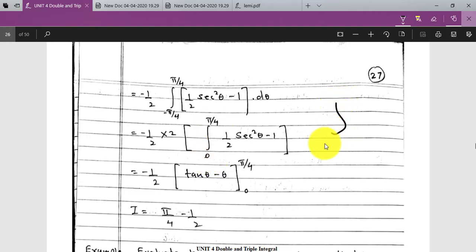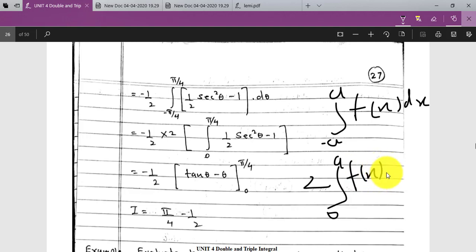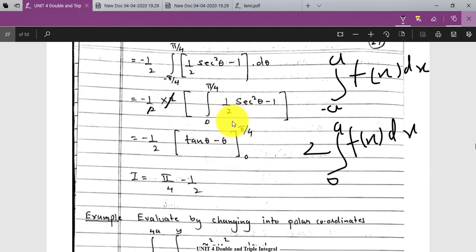Suppose you have any limit minus a to a and f of x dx, you can write it as 2 times 0 to a f of x dx, right? This is our property. So this is 1 by 2 sec square theta minus 1. So this 1 by 2 gets cancelled over here, so again it is minus 1 by 2. So tan theta, since sec square theta integrates to tan theta, and 1 gives theta, from 0 to pi by 4. So your answer is pi by 4, right?